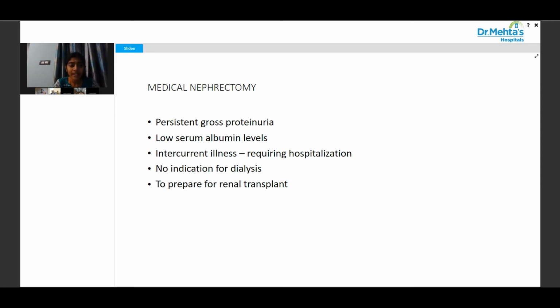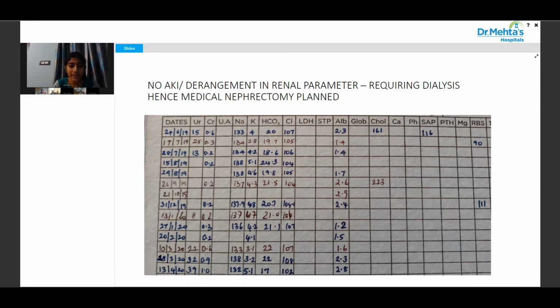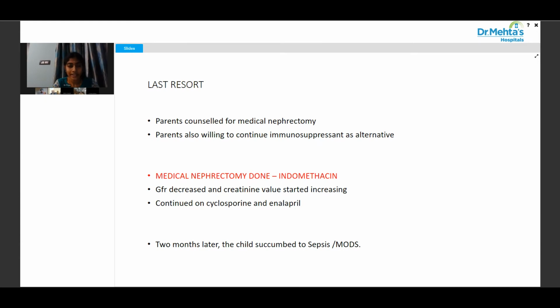This is the biochemical chart of the child. In the course of the medical management with all the immunosuppressants, all the renal parameters of the child were very stable. Creatinine was found to be normal, so there was no AKI requiring dialysis. Hence we planned for medical nephrectomy. Medical nephrectomy was tried with indomethacin, after which child's glomerular function started decreasing, serum creatinine value started increasing, and serum albumin value also started increasing. Medical nephrectomy was done after the counseling and getting consent, but 2 months later, we lost the child due to sepsis and MOTS.